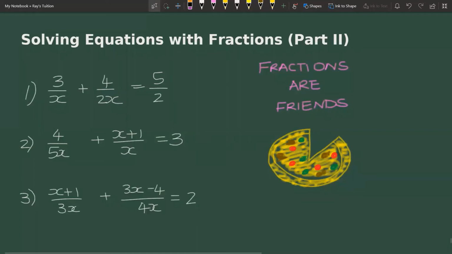Hi everybody, and welcome to the second video on solving equations with fractions. In this video, we have a look at fractions that are a bit more complicated. There's an x in the denominator. So if you would like, please pause this video and attempt the questions by yourself, and then we can go through it together. So let us start.